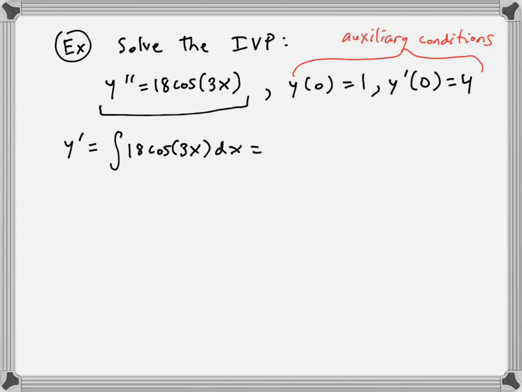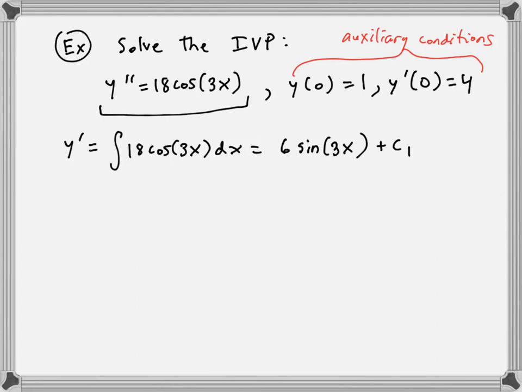I'm hoping you guys remember how to take your antiderivatives here. The antiderivative of cosine is sine, but you have to divide by that 3 that's inside of there. This is a linear substitution trick, I call it, or just do a u sub, let u equal 3x. So this is going to equal 6 sine of 3x. But I'm going to call this plus c1. We have a constant that we just gained.